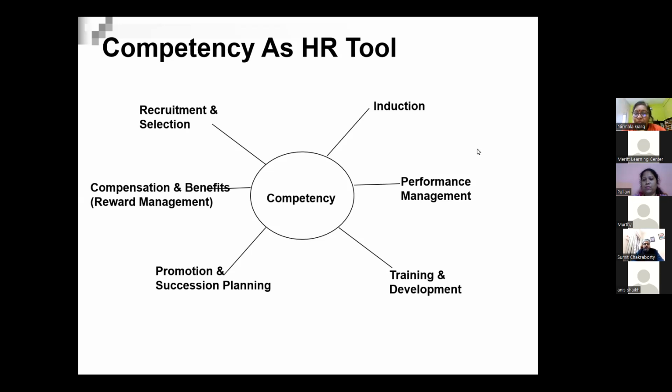Absolutely. By knowing what kind of competencies are required for a particular job, you can use it for recruitment. By understanding the gaps in terms of competencies, you can use it for training and development. By evaluating how he performed, we can use it in performance management, right? So in essence, you can use the competency framework for all your HR functions. We can integrate it.